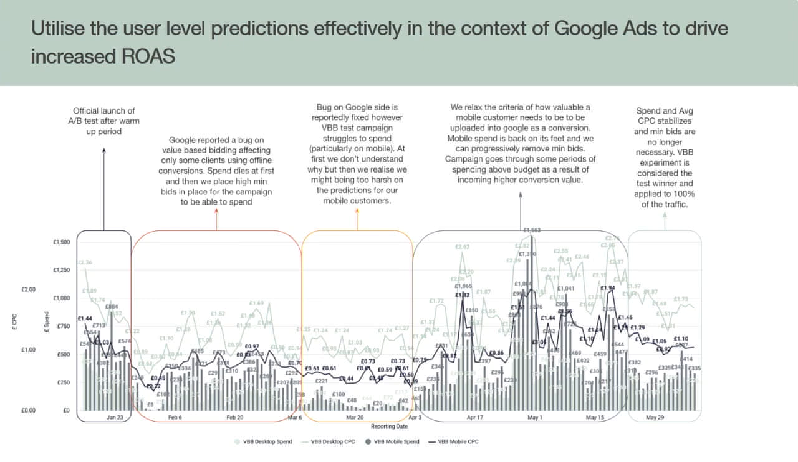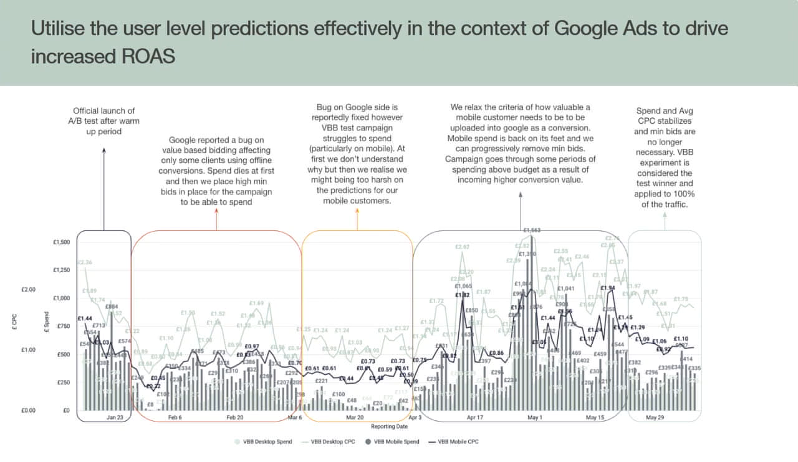So ultimately we were signaling to Google mobile customers are worth very, very little. Google was then placing low bids for mobile customers, which in its turn was killing the mobile traffic from the campaign. Mobile traffic being the main percentage of traffic online really dragged the desktop traffic with itself, and the campaign lost the ability to spend.